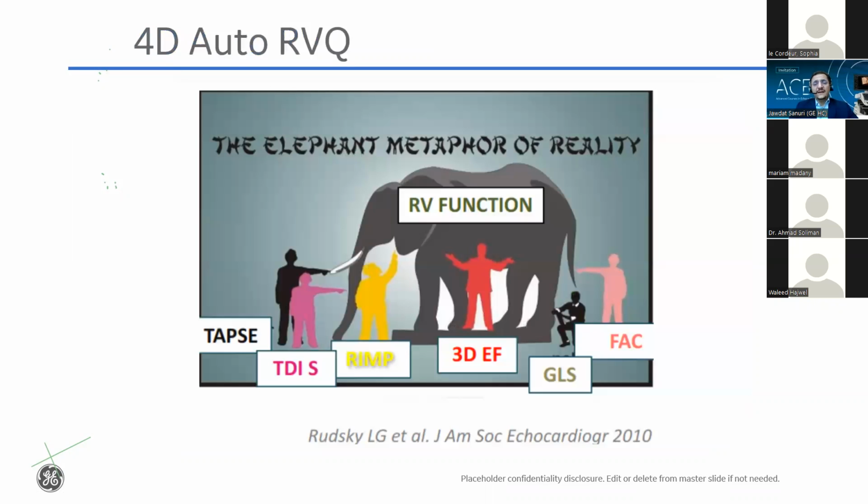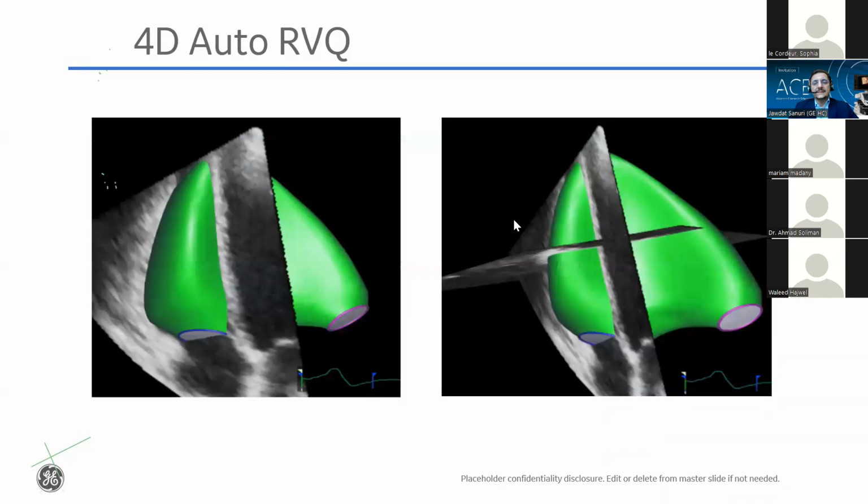Then there's RV, where in the past, we were always trying to measure everything except for the volume itself of the RV to estimate the actual RV function. And that is for the simple reason that 2D imaging could never give us a cut plane representative enough of the right ventricle where we can make geometric assumptions and an assumption about the volume of the RV, not the 4-chamber.